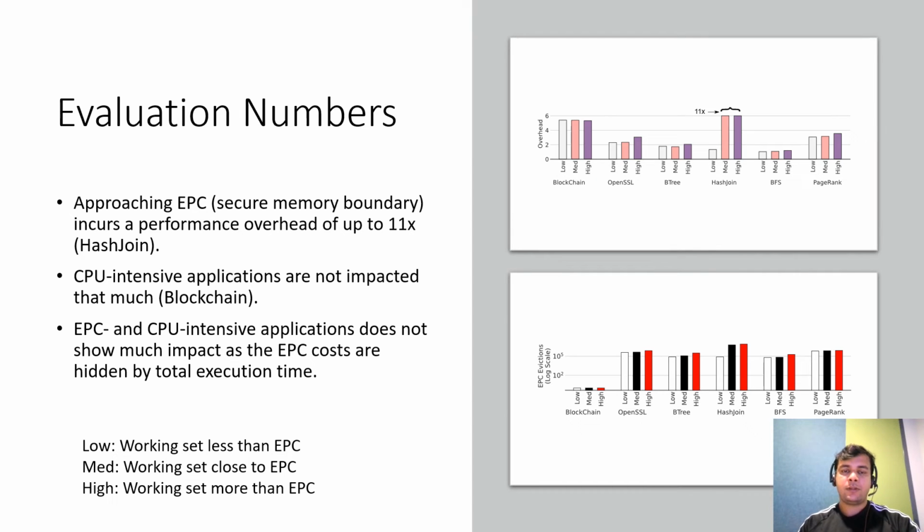As you can see, for an EPC intensive application, the performance overhead can be up to 11x when we cross the EPC boundary. However, for CPU intensive applications, the size of the EPC doesn't matter much. Furthermore, in some applications which use more than EPC memory but are also CPU intensive, the performance degradation is not that much, as the cost of EPC reductions are hidden by the CPU time.